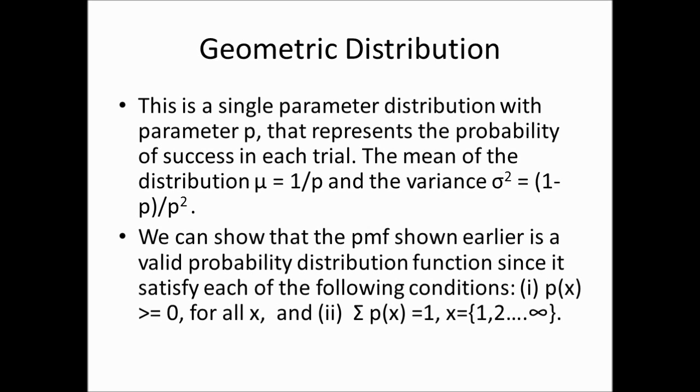Now you can show that the PMF, as we have described earlier, is a valid probability distribution function. There are two conditions for it to satisfy. One is that P of x, the probability, should return a non-negative probability for all values of x. And then if we sum over all values of x, in this case x can take any integer values, consecutive integers, the summation should be equal to 1. Show that both conditions are satisfied by this PMF.